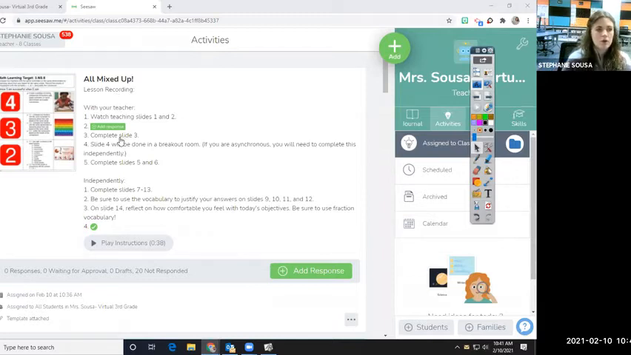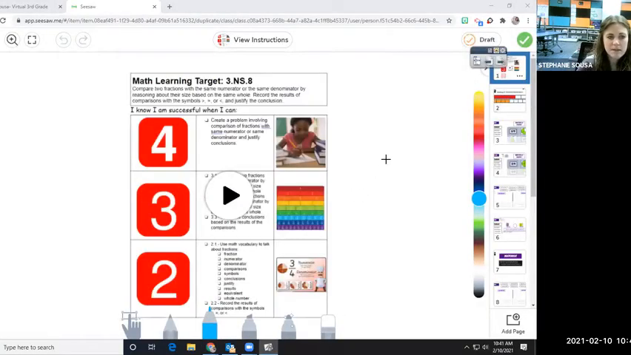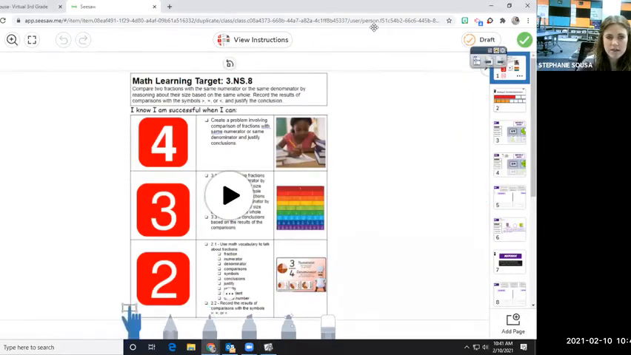All Mixed Up. With your teacher, we're going to watch a teaching video on slide 1. We are going to add a response and complete slide 3 together. And we will do slide 4 in a breakout room. And slides 5 and 6 will be completed with us as well. Then you will be independently working on slides 7 through 13. Okay? All right. On that add response button, here is our success criteria for the day. Please listen and consider your goal.